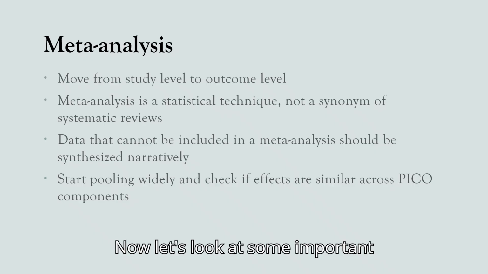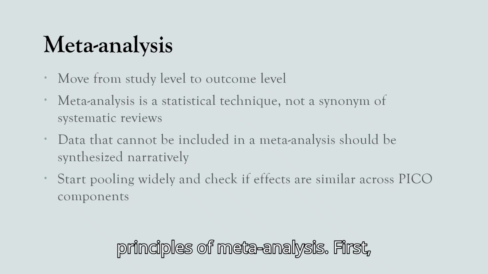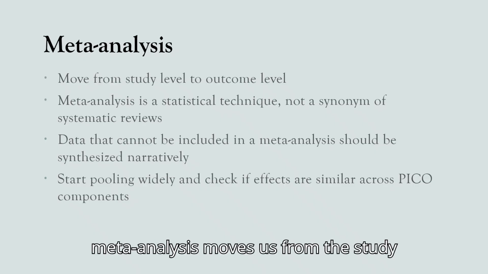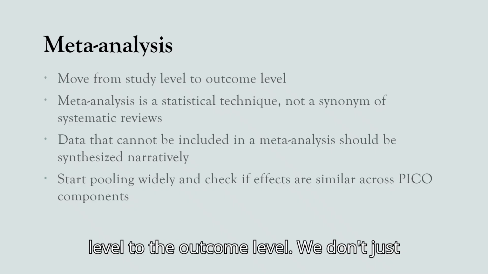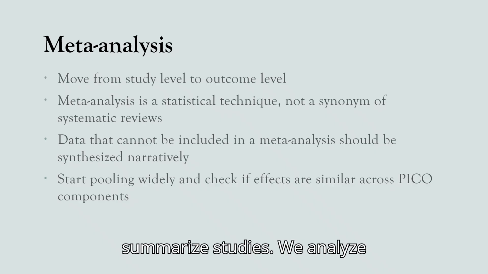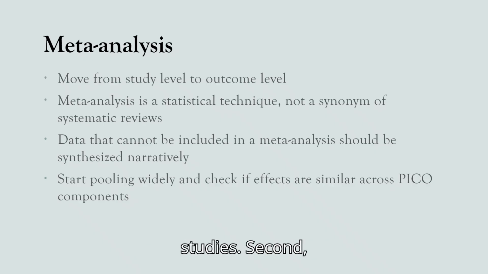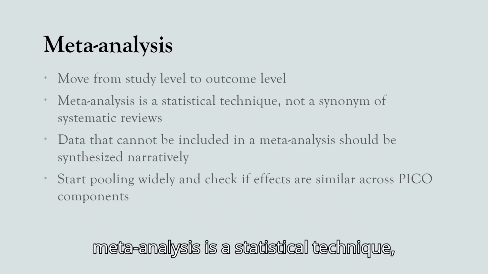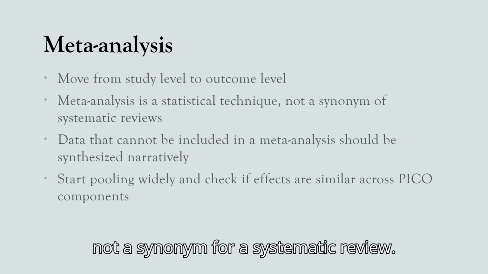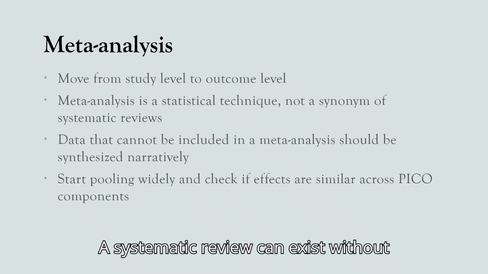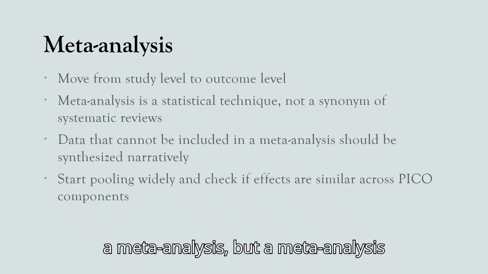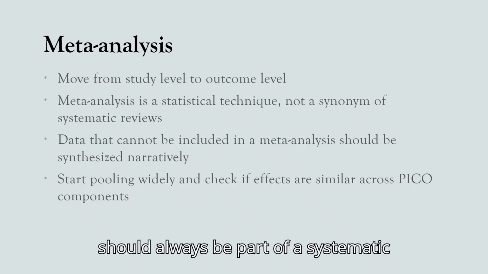Now let's look at some important principles of meta-analysis. First, meta-analysis moves us from the study level to the outcome level. We don't just summarize studies, we analyze specific outcomes across studies. Second, meta-analysis is a statistical technique, not a synonym for a systematic review. A systematic review can exist without a meta-analysis, but a meta-analysis should always be part of a systematic review.